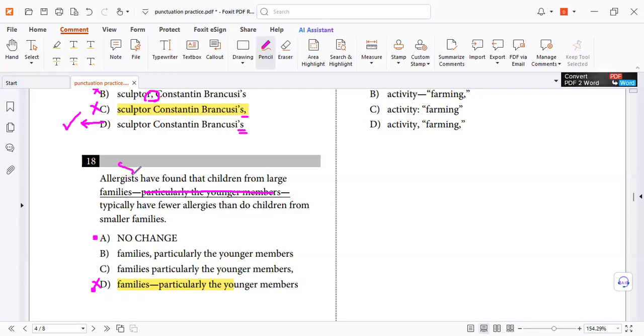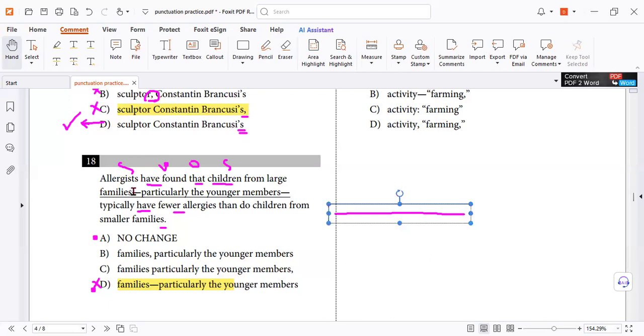Allergists have found: subject, verb, as you know, a noun clause, and then the object as a clause. Children from large families typically have fewer. So it's a complete sentence from the beginning to the end. That means this is additional information from the writer to the reader to emphasize, to focus on, to attract attention to the details of it. Catch it? Like here, particularly the younger members, just to focus on the younger members.